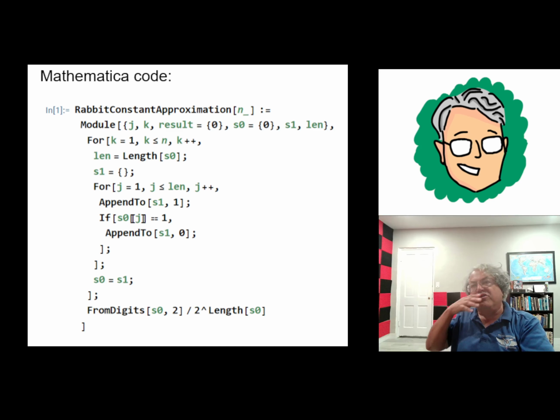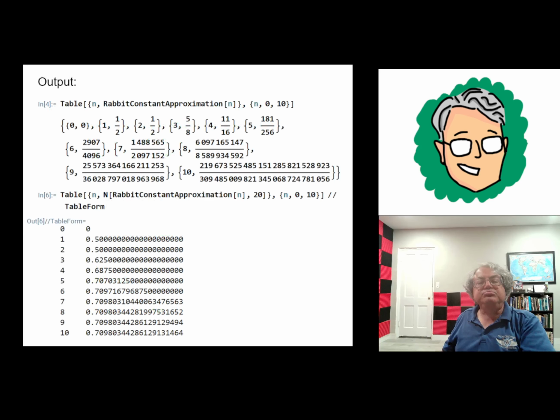And then finally, when we get the final string after n iterations, we convert it back to a binary number. And then we write it as a fraction. So that's what this code is doing here. And here's the output. And these were the same fractions I showed earlier. And you can see that the numerators and denominators get very big very quickly.